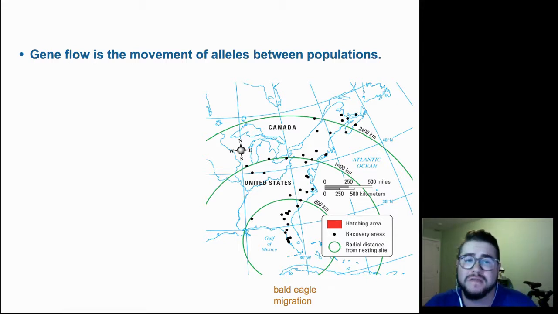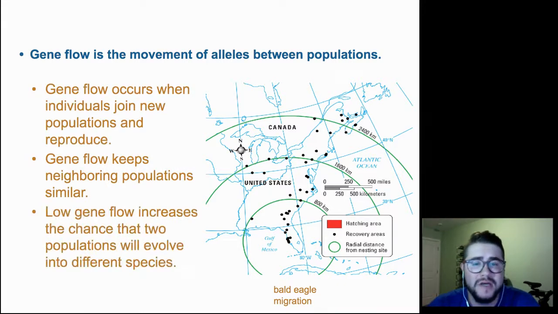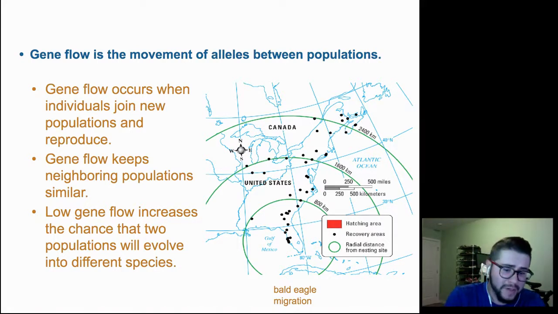The first one is gene flow. Gene flow is the movement of alleles between populations. Gene flow occurs when new individuals either join a population or leave a population.